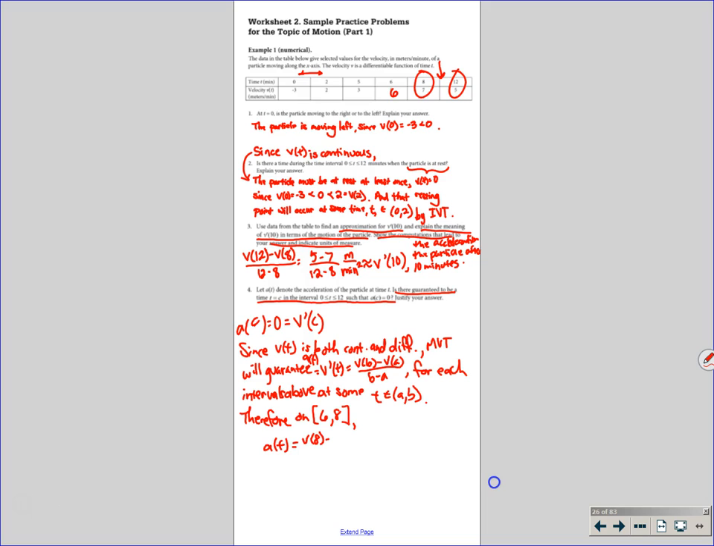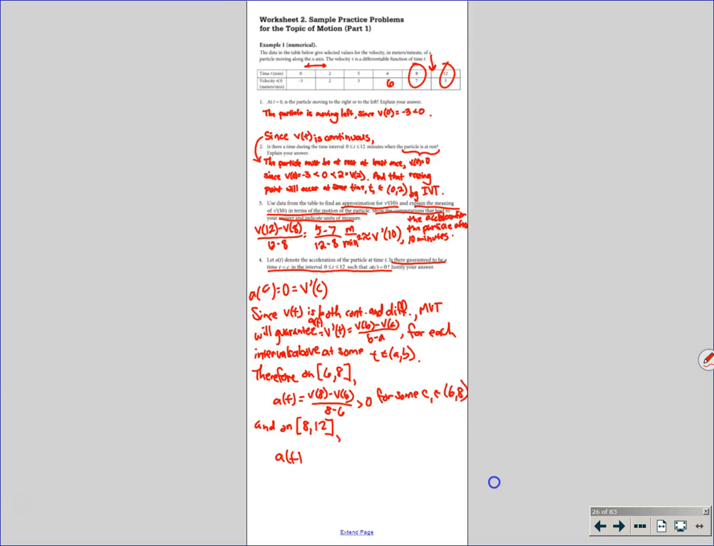Acceleration has to be equal to v of 8 minus v of 6 all over 8 minus 6, which is positive, for some C1 within 6 to 8. And on 8 to 12, acceleration will equal v of 12 minus v of 8 all over 12 minus 8, which is negative for some C2, this is a different C, within 8 to 12.